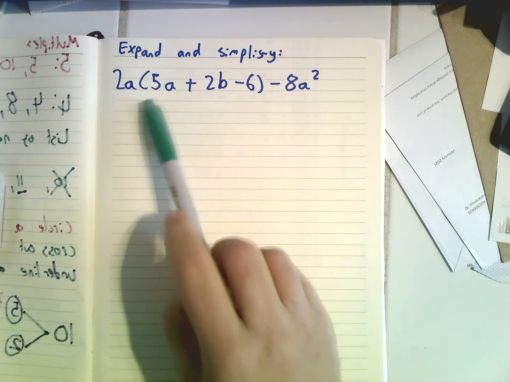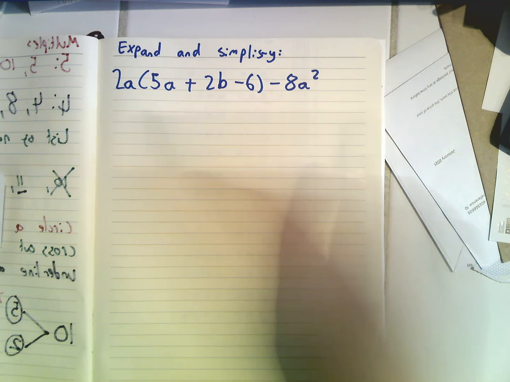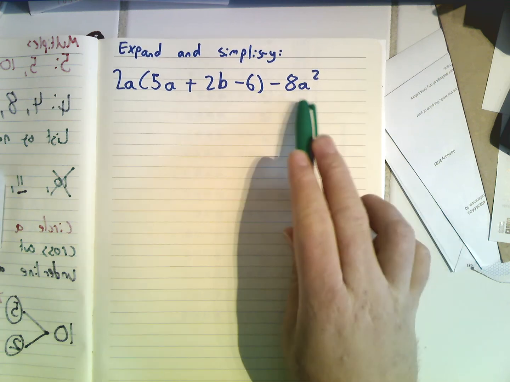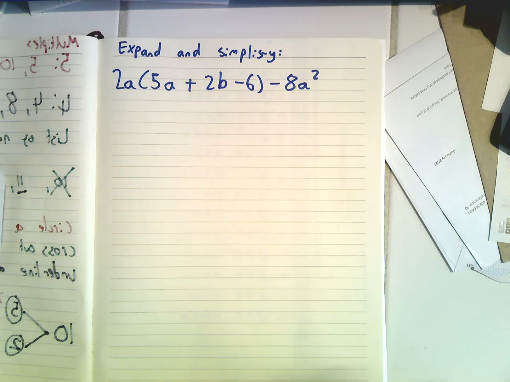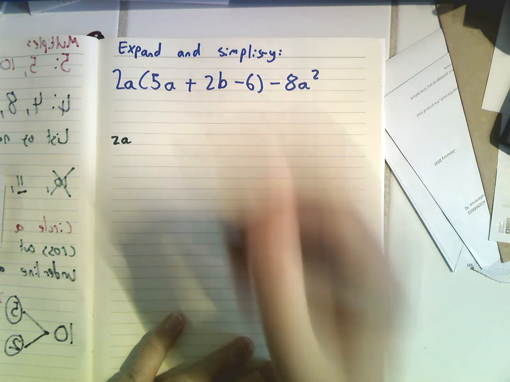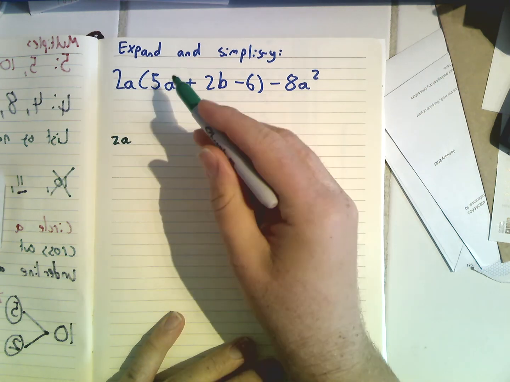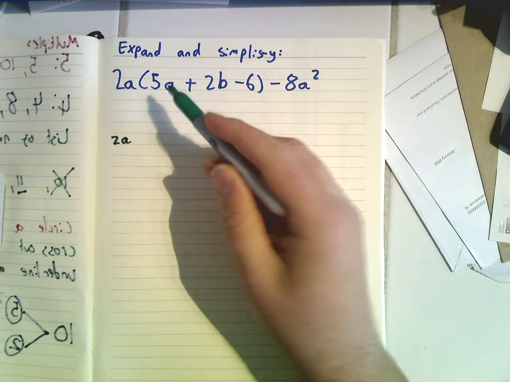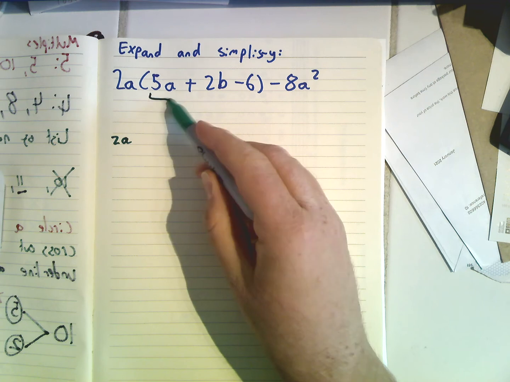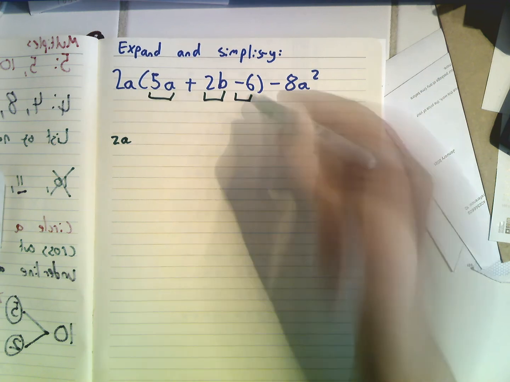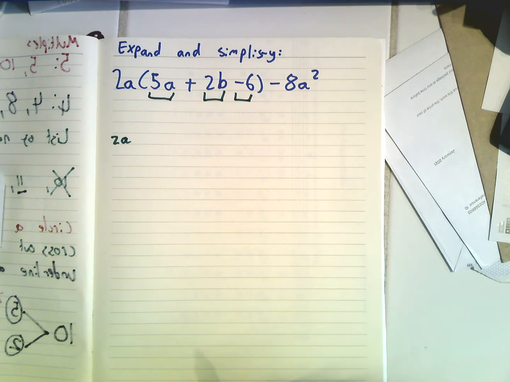So here we're given a single bracket. It's an expression involving a bracket, and then we've got a minus 8a squared at the end. So what we're going to do is expand this bracket. Again, this is about as complex as it gets because we've got a three-term expression inside our bracket. By that I mean we've got a term 5a, a term 2b, and a term minus 6. So there's three things inside our bracket.